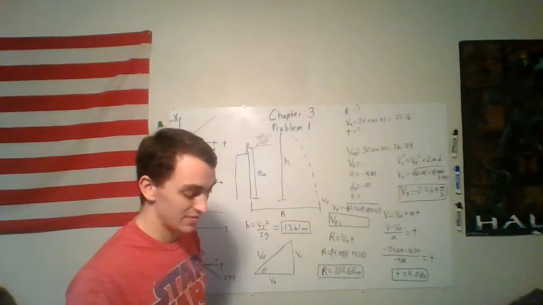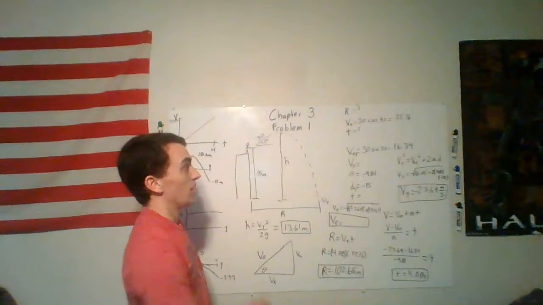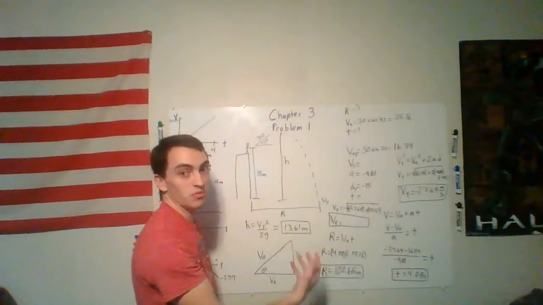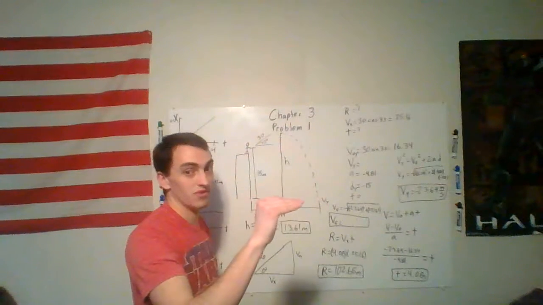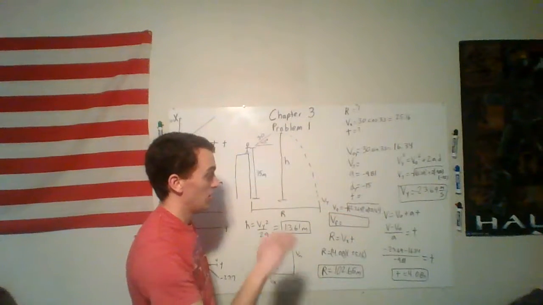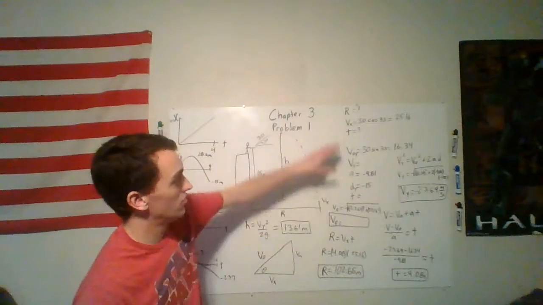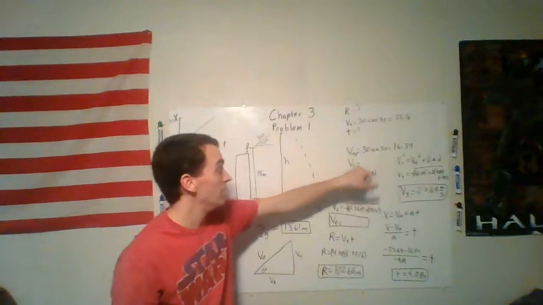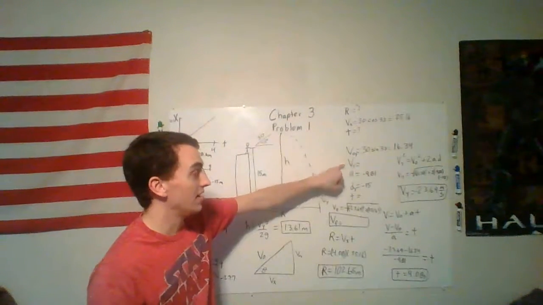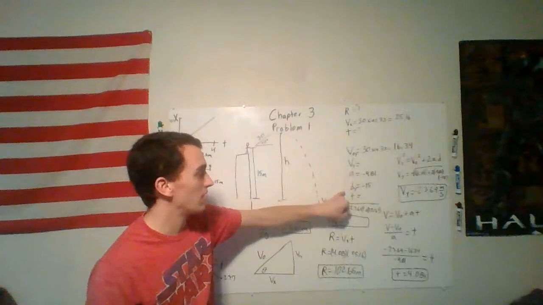So for B, we need the speed of the rock just before it hits the ground. The x component of the velocity when it hits the ground will be the same, since there's no air resistance. We need however the y component. So throughout the variables we know, our v naught y is 16.34, but we need to find our Vy. Our acceleration will be negative 9.81 meters per second squared.